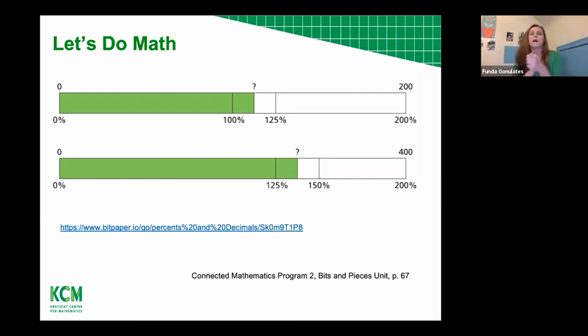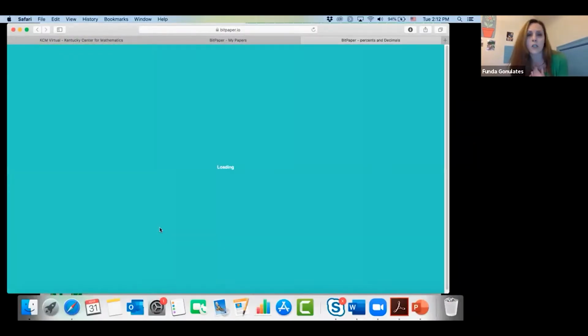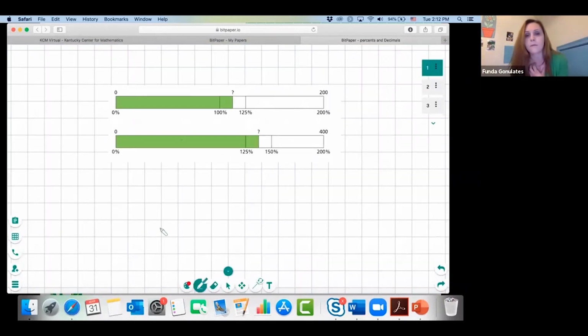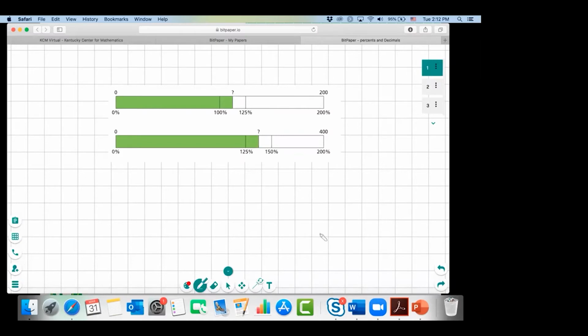We are going to find out the missing number together by using the bit paper I created for our session. So I want a volunteer to describe how you can solve this problem by using this representation. How do you figure out this question mark? Can someone tell us how to figure out a strategy to figure out this question mark? Feel free to unmute and answer. Yes, please.